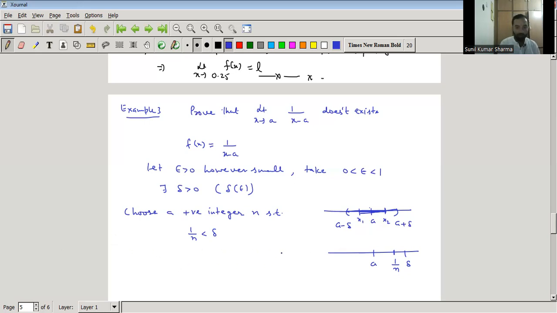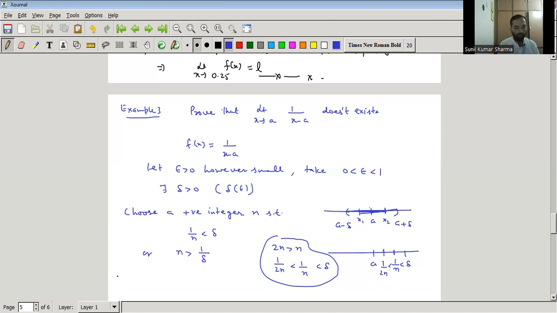Now, since we know that for positive integers, 2n is greater than n. So if we take the reciprocal, then 1 upon 2n is less than 1 upon n. And 1 upon n is less than delta. So we can find a relation. We can choose another integer 1 upon 2n in such a way that 1 upon 2n is less than 1 upon n, 1 upon n is less than delta. So 1 upon n is less than delta, or we can say n is greater than 1 upon delta.